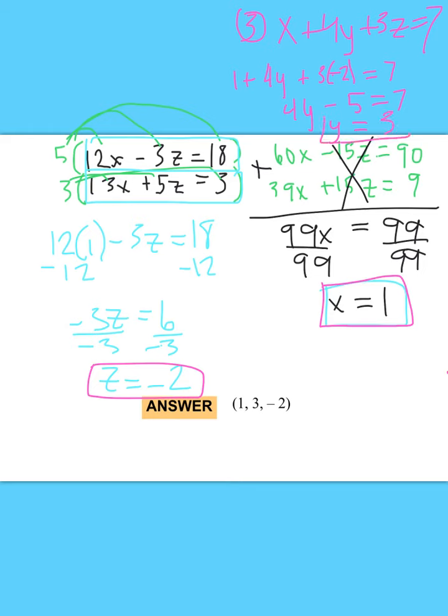So we have all three values for x, y, and z. You would want to check these into an original equation, but make sure you're writing your answer as an ordered pair, 1, 3, negative 2.